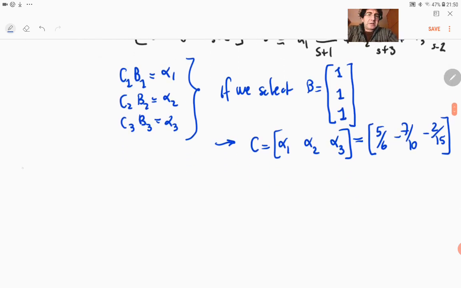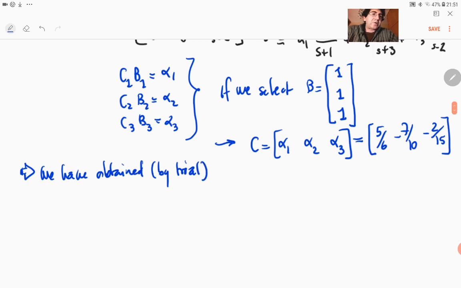So the conclusion is that we have obtained, you might call this by trial, because we made a trial by selecting a particular B. We have obtained a particular state space representation.